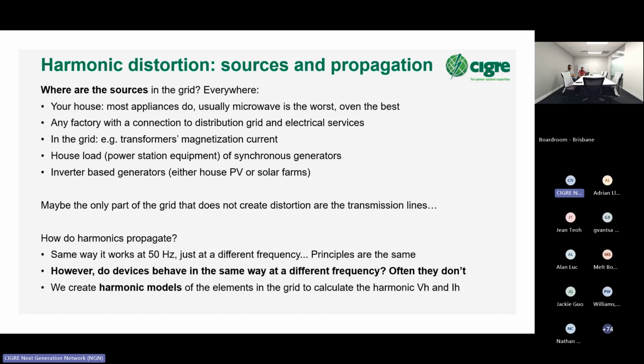How do they propagate? The same way as at 50 hertz, but devices do not behave in the same way. So we need what is called a harmonic model. Something that we can put in a circuit at a different frequency from 50 hertz that predicts the behavior at that frequency. Again, we are talking about periodic distortion, so it's not a dynamic model. It is a static model, as at 50 hertz, but not at 50, at 250 hertz. So we are still talking phasors. There are no dynamic models here.